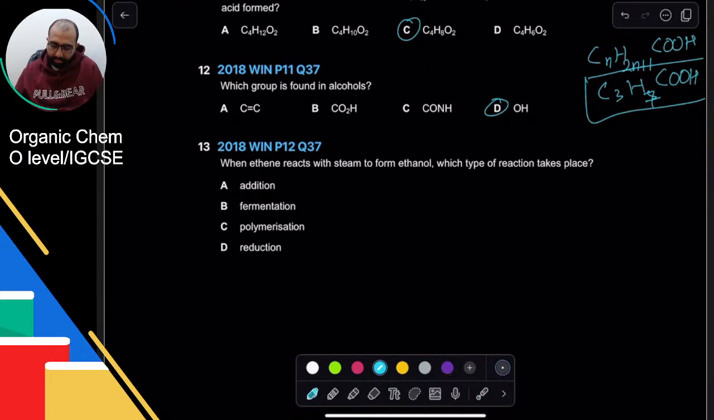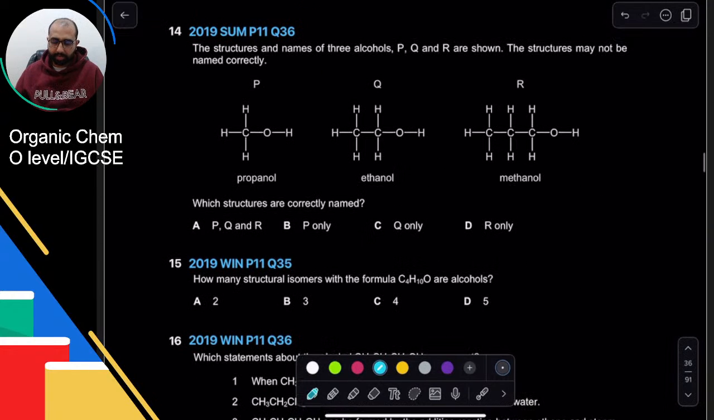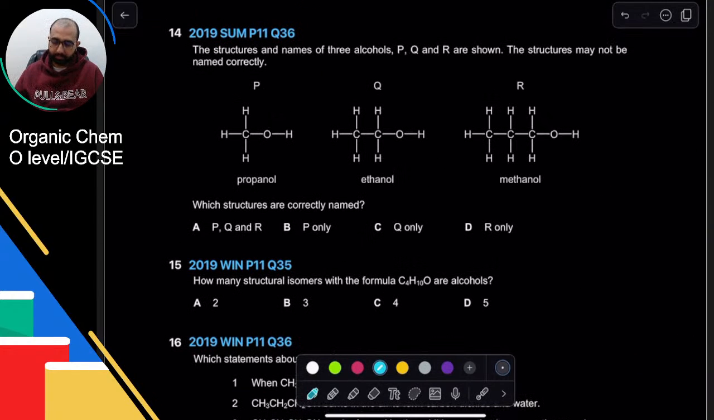When ethene reacts with steam to form ethanol, which type of reaction takes place? Ethene reacts with steam. This is an addition reaction. A. The structures and names of 3 alcohols, P, Q, and R, are shown. The structures may not be named properly. This one is definitely wrong because there should be 3 carbons, and this has 1. This one is correct. This one is wrong. So Q is the only one that is named correctly.